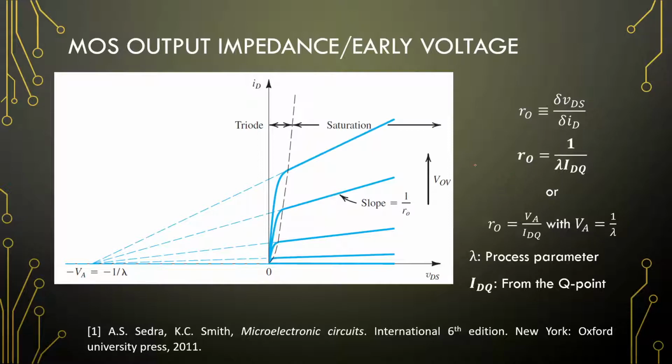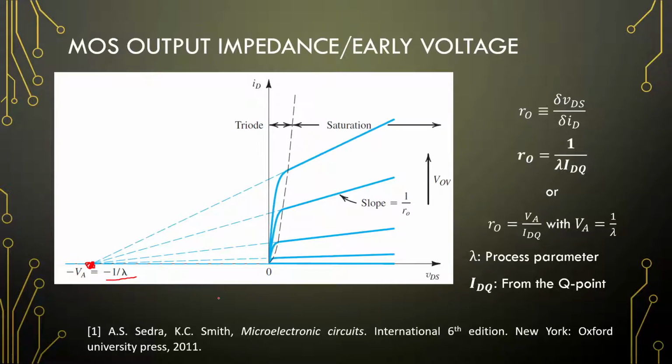Okay, so the output impedance. If we are in the saturation region, we can extend these lines back like we did with the BJT, and they will all meet in the same point, like the early voltage. And for the MOSFETs, this is related to the channel length modulation, or lambda. Okay, lambda is usually a very small value, something like 0.001 per volt is the unit.